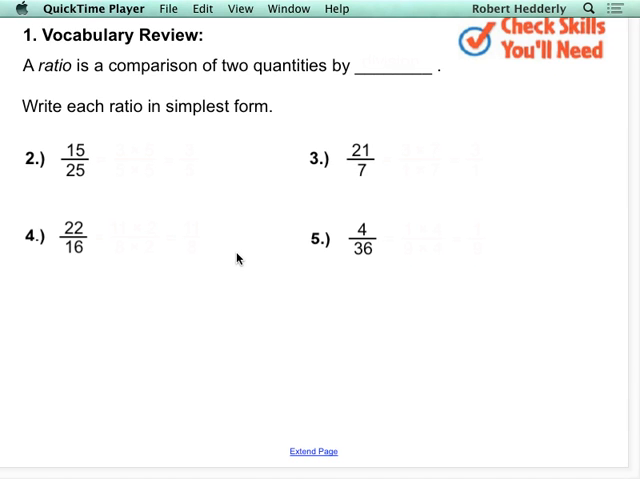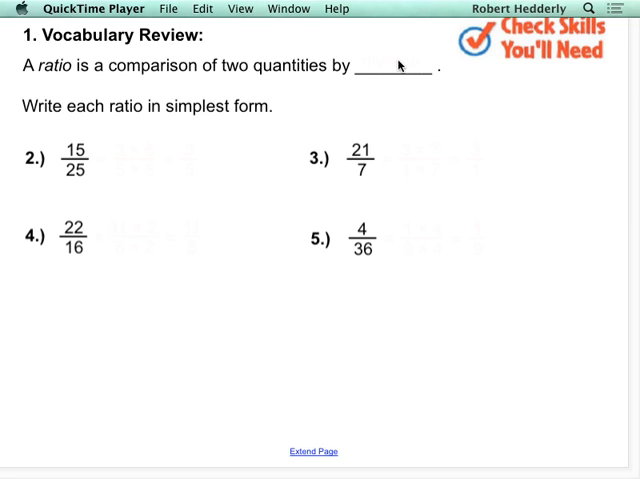Okay, this is Unit 6, Lesson 2. Vocabulary review. A ratio is a comparison of two quantities by, who's got this one? Let's start over on this side. What is the first step? A ratio is, what is this one?